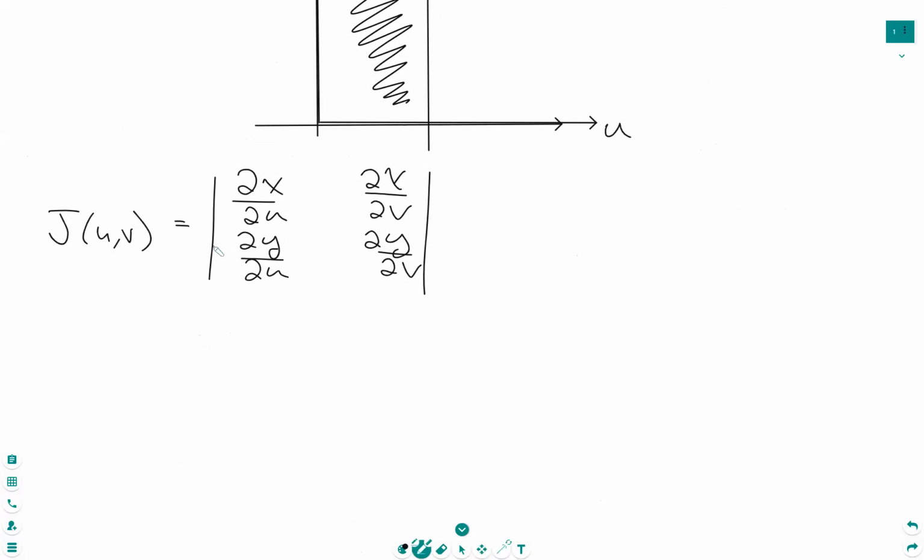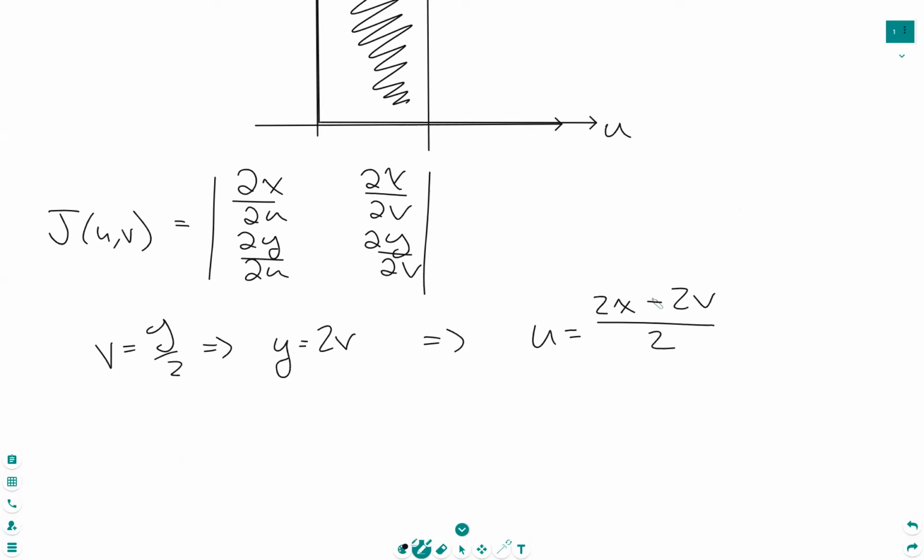So first off, v equaling y over 2 is easy to solve. We get that y is equal to 2 times v. We know that u is equal to 2x minus y, so we'll go ahead and plug in 2v over 2. So now we can just solve for x here. This is x is equal to u plus v. Perfect. So now let's look at this determinant.